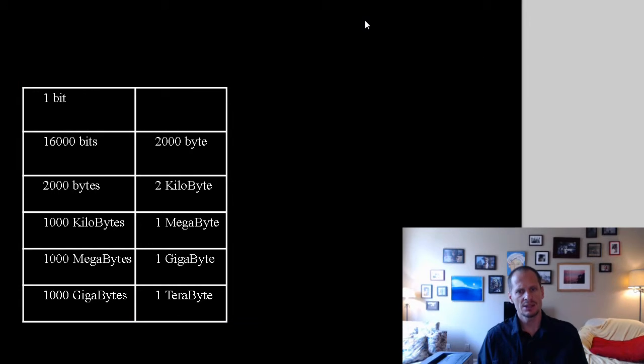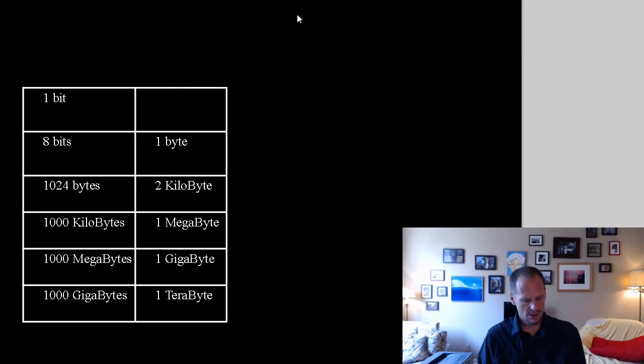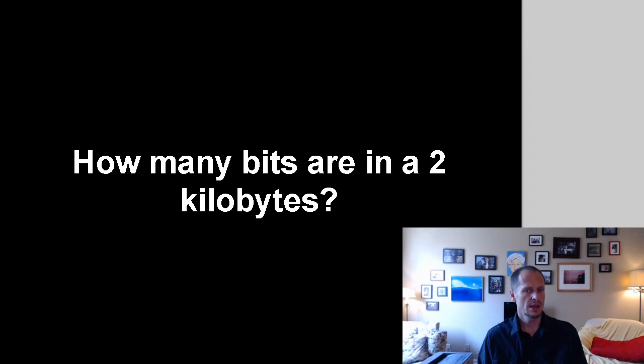And of course, that's just assuming that we're rounding off to 1,000 here and not using the 1,024, which is close enough for government work. All right, so you should have gotten, what'd I just say? 16,000 single zeros and ones, or 16,000 bits, are in 2 kilobytes.